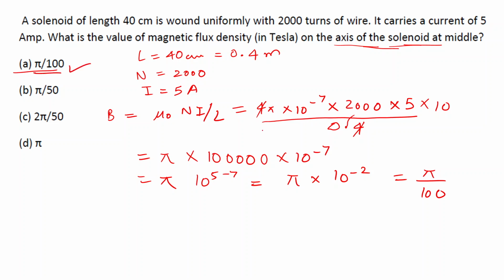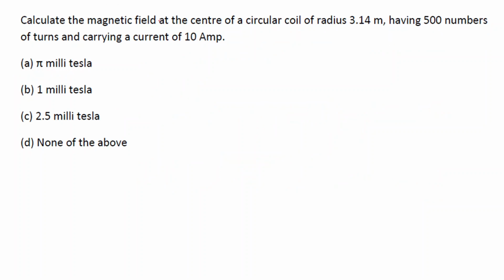Our next question is, calculate the magnetic field at the center of a circular coil of radius 3.14 meter, number of turns 500 and current is 10 ampere.